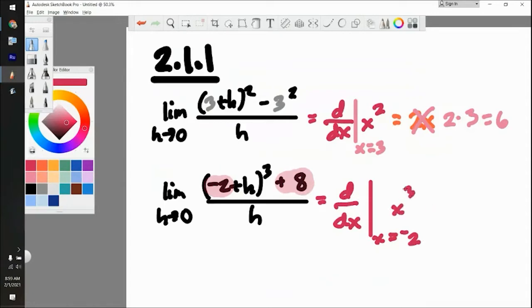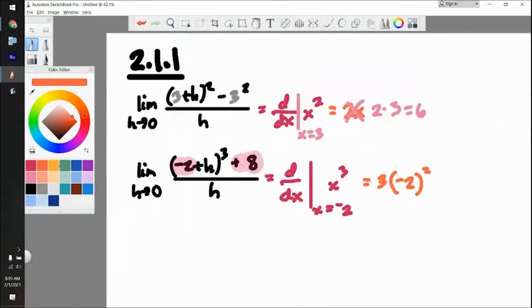And then what did you say, sir? X cubed. So we're doing the derivative of x cubed and then plugging in negative 2. So you can think of this as it's going to be 3x squared, but you're plugging in negative 2 for the x. It's going to be 3 times negative 2 quantity squared, which would be 12. Are there any questions on that? You do have to know how to do this. I'm going to give you some more, though, but I just want to make sure everyone's still on the boat for this.